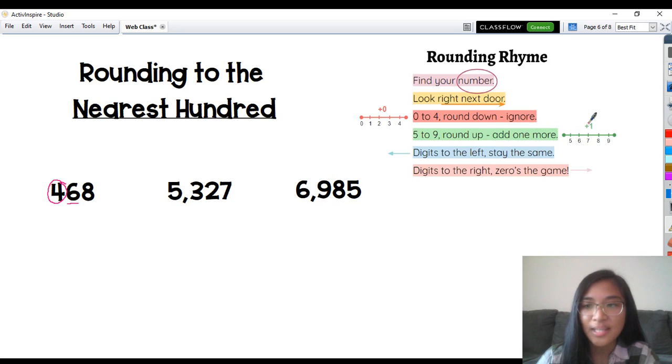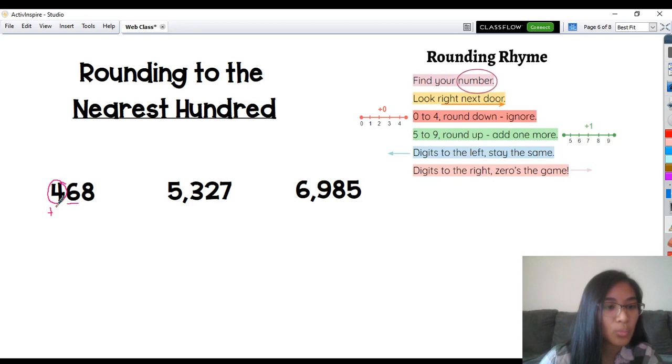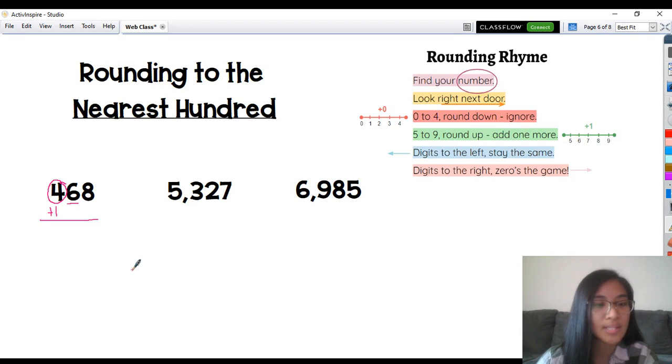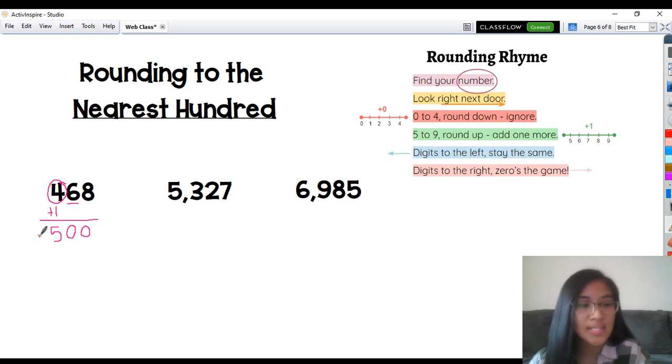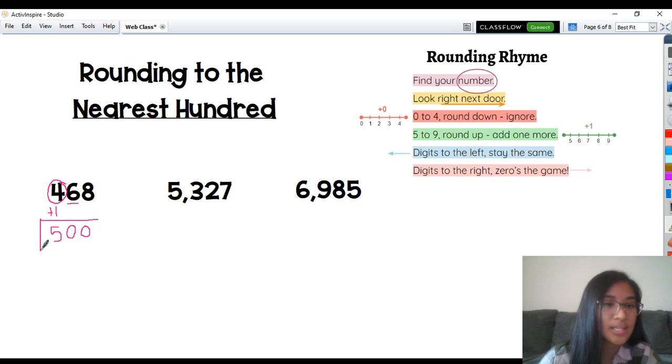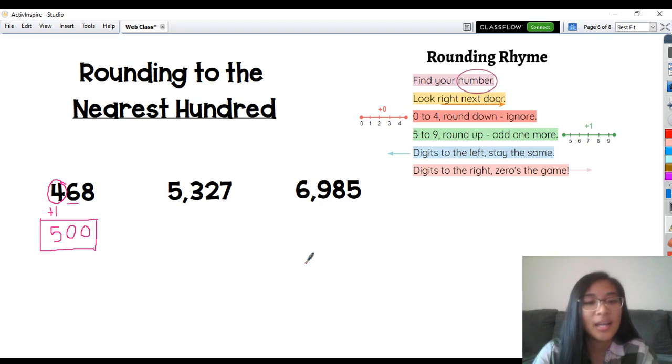6 tells me that I should add 1. And so I'm going to write down my plus 1 underneath the circled digit, which is in the hundreds place. 4 plus 1 is 5. There are no digits to the left, so no need to worry about that. I do have 2 digits to the right, and both of them turn into zeros. So 468 rounded to the nearest 100 is 500.